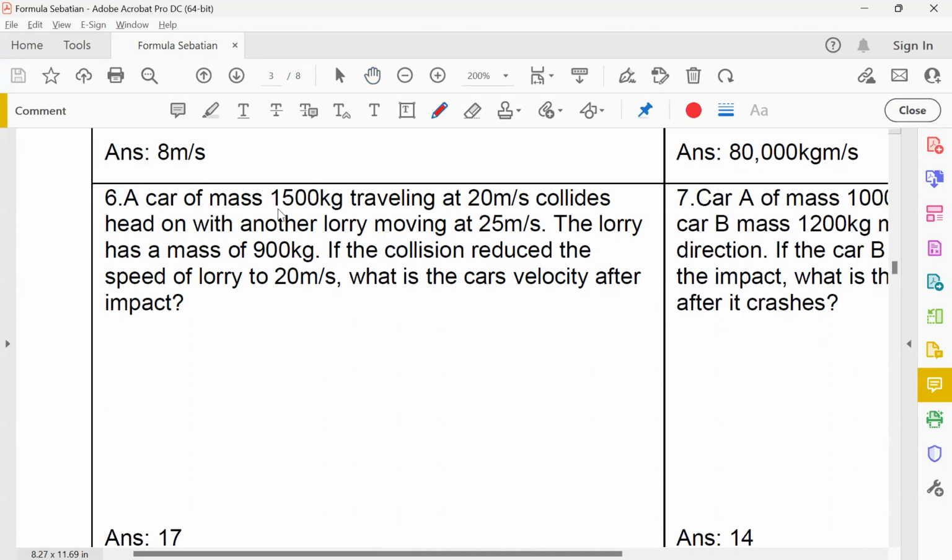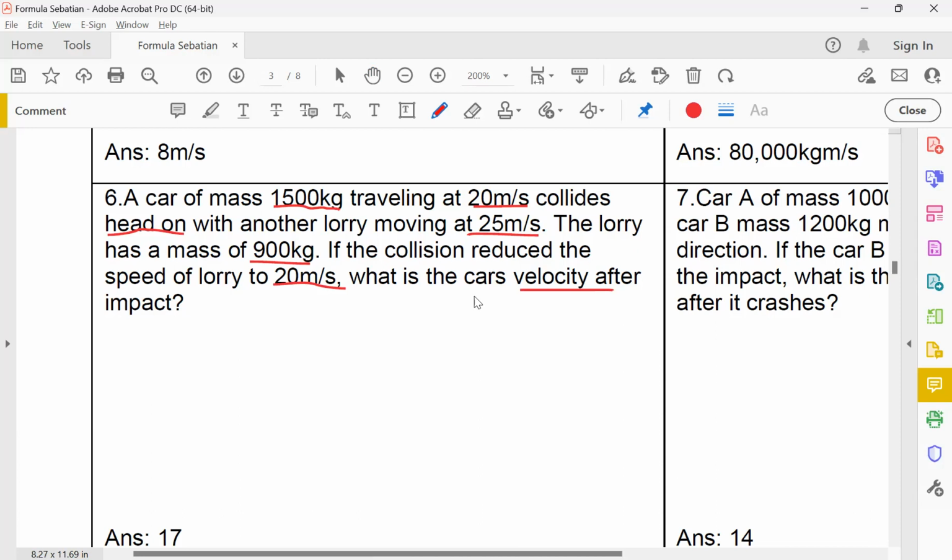First of all, let's say that a car of mass 1,500 kg traveling at 20 meters per second collides head-on, this is your keyword, collides head-on with another lorry moving at 25 meters per second. The lorry has a mass of 900 kg. If the collision reduced the speed of the lorry from 25 to 20 meters per second, what is the velocity of the car after impact?